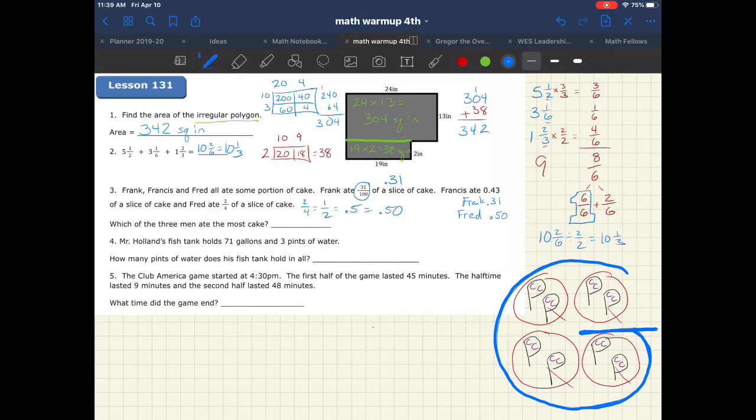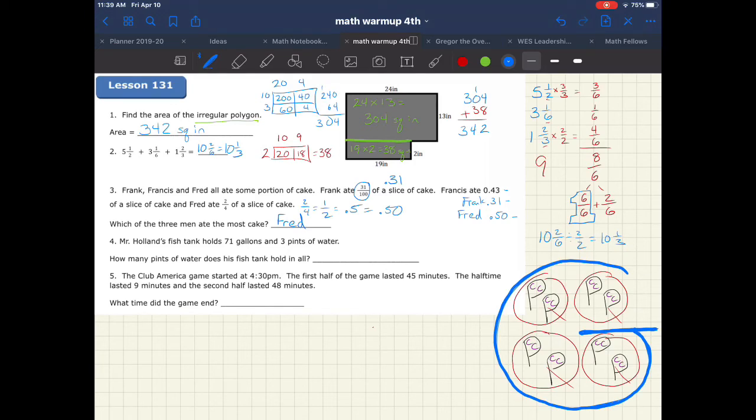So we've got 43/100ths for Francis, 31/100ths for Frank, and 50/100ths for Fred. So which of the 3 men ate the most cake? It is Fred. 50/100ths is more than 31 or 43/100ths. So Fred. Number 4. Mr. Holland's fish tank holds 71 gallons and 3 pints of water.